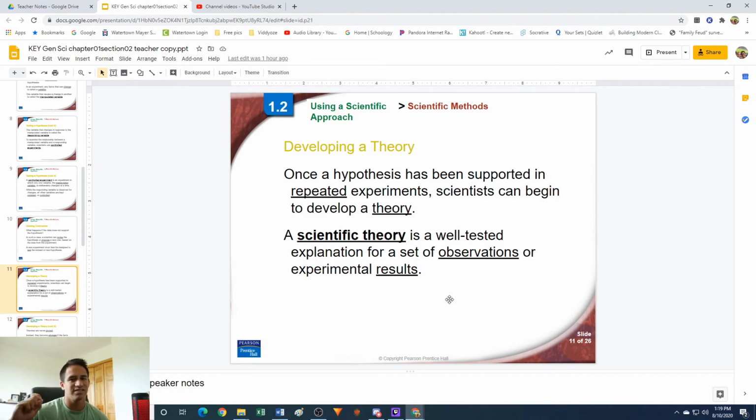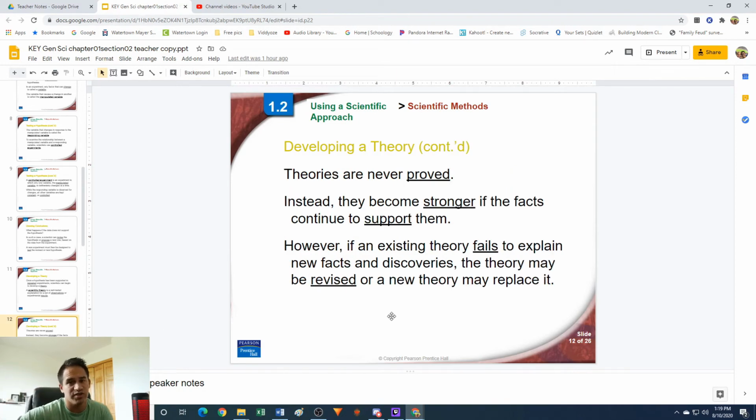It's not a guess. It's not something that just hasn't been tested enough yet. No, it's an explanation about something that's already been tested plenty of times and can be explained because we know how it works. So understand that we're not trying to prove theories. Theories are not things we prove because they're not guesses. They're not ideas. We prove hypotheses. We don't prove theories. Theories are just explanations that can become stronger when more facts continue to support them.